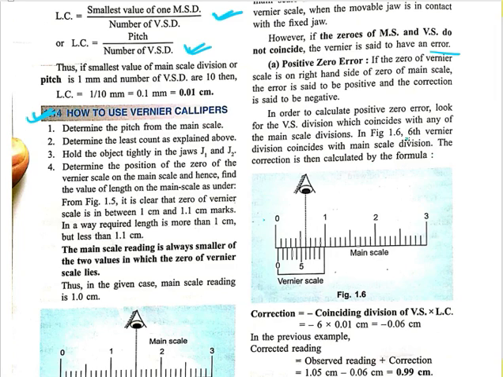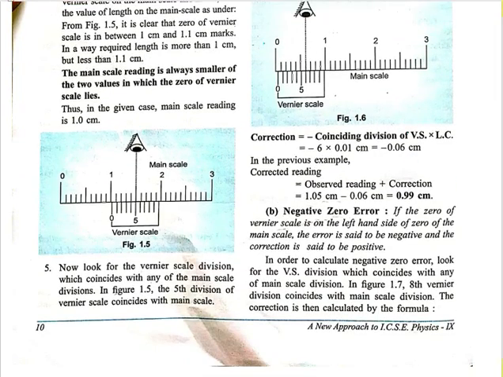The correction is then calculated by a formula. So how do we calculate the correction? Correction will be minus the coinciding division of the vernier scale, which is 6, into the least count. We have already calculated the least count, which is 0.1 centimeter. So our correction will be minus 0.06 centimeter.